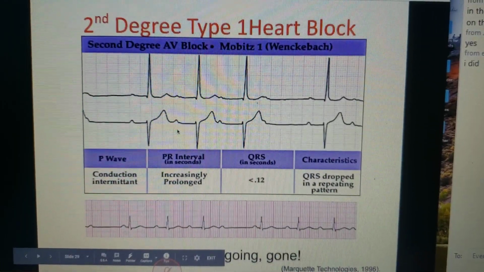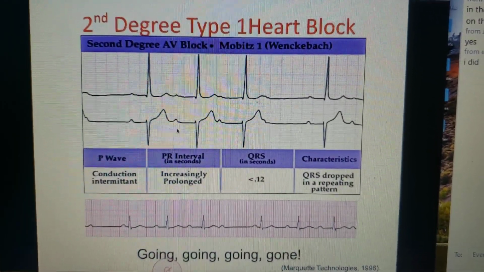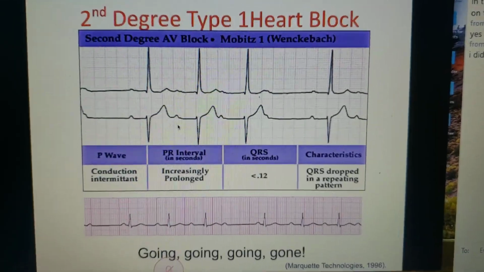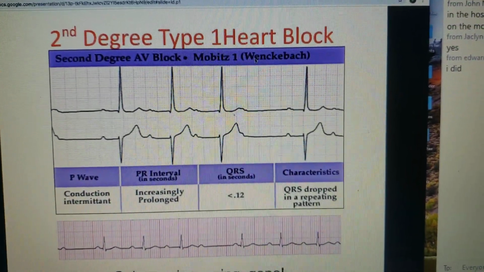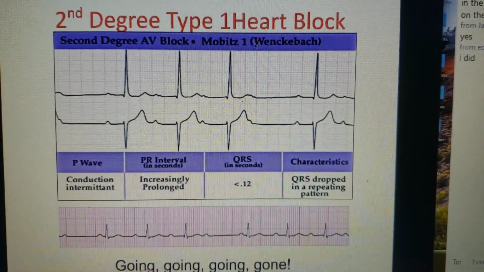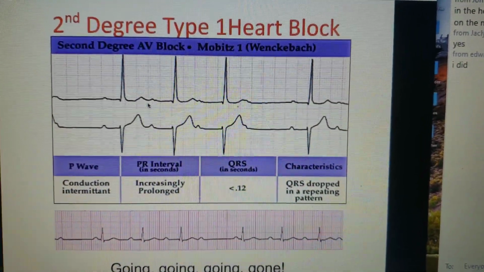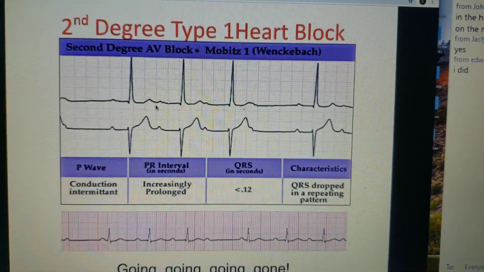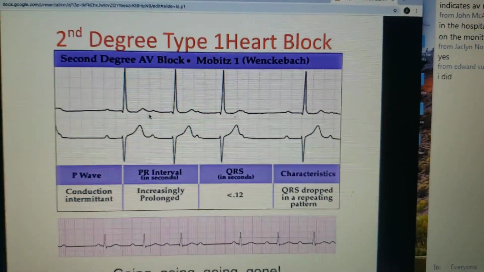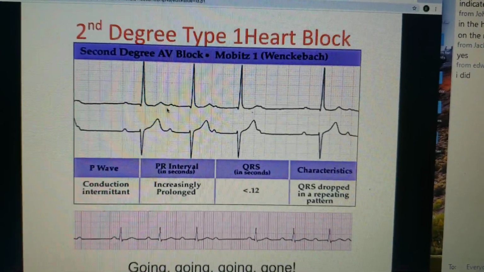All right. Second degree type 1. We have two different types of second degree. So you have second degree type 1 and second degree type 2. A second degree type 1 is called a Wenckebach block, or a Mobitz type 1. We're going to get into some really crazy names. Don't worry about it. Your second degree block is going to cause your PR interval to get longer and longer, and then it drops a QRS.